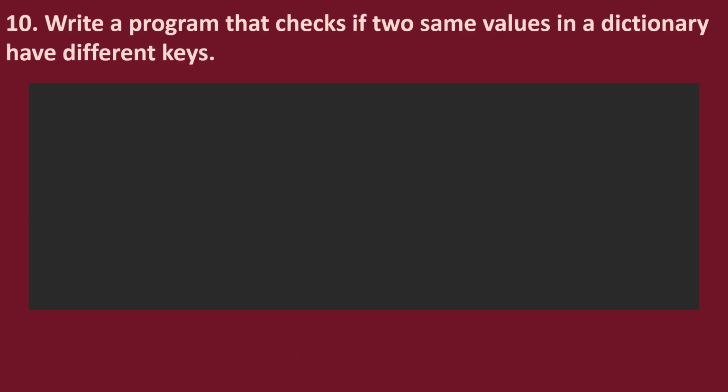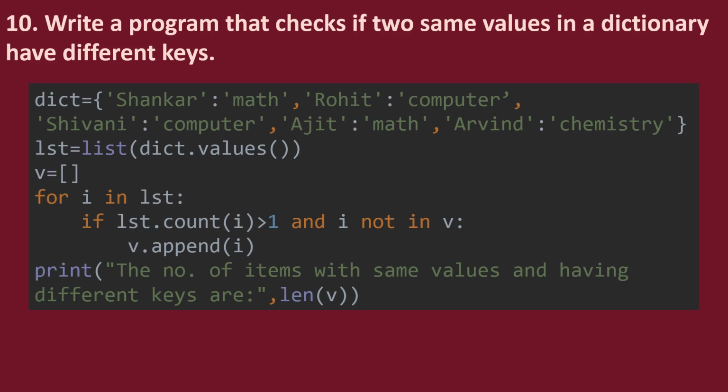Now write a program that checks if two same values in a dictionary have different keys. Okay, so we will create a dictionary, let's say dict. Here you can see the dictionary is like this. Some student names are the keys and the subjects are the values. Let's say Sankar has subject math, Rohit is computer, and Sivani is also computer, Ajit is also math, and Arvind is chemistry. Okay, so here you can see some values are the same, but the keys are different. So we have to find those.